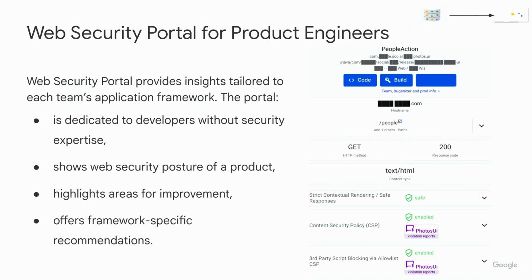Then let's assume that you are a product engineer or developer. You care about security at the company, but even more you care about the security of your product. So you want to have all the security information, in this case web security information, in one place, so you can see what is missing, what needs to be done, what is okay. So you are looking for some kind of security scorecard, one card with all the information which you need about your product.